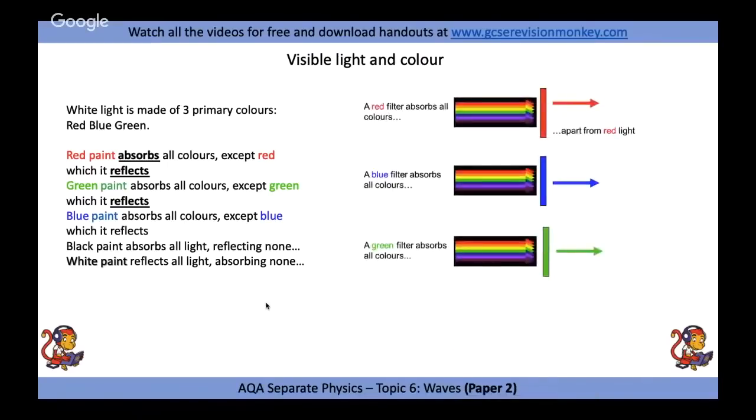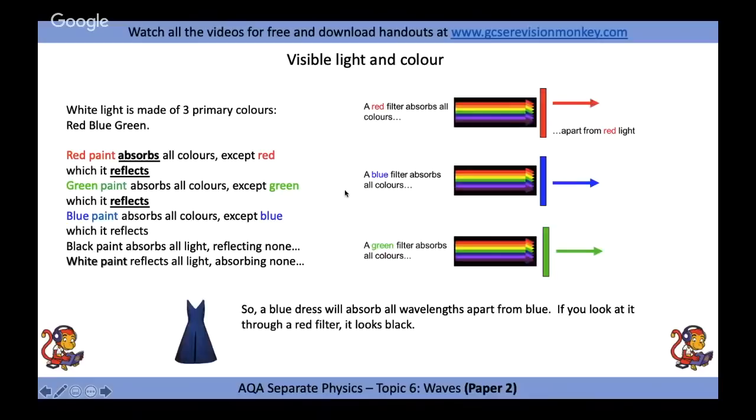Now, filters work by only letting the colour through that is the colour of the filter. So all of the other colours are absorbed apart from red light. Now, if we have a look at a blue dress, it is absorbing all of the wavelengths apart from blue. So green light and red light are being absorbed by the dress. It's only reflecting blue light. But if I was to put a red filter over this, because a red filter only lets red light through, and there is no red light coming off of the dress, it would look black.